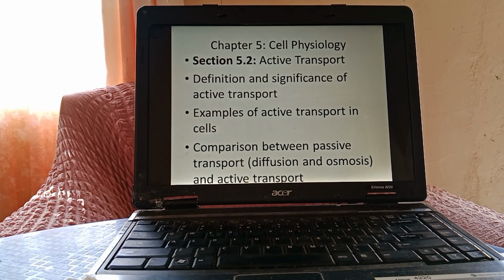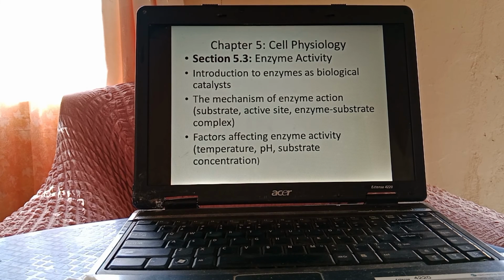5.2 active transport and the significance of active transport, examples of active transport in cells, comparison between the passive transport, diffusion and osmosis, and active transport. Cell physiology, enzyme activity, introduction to enzymes as catalysts, mechanism of enzyme action, factors affecting enzyme activity. That is section 5.3.